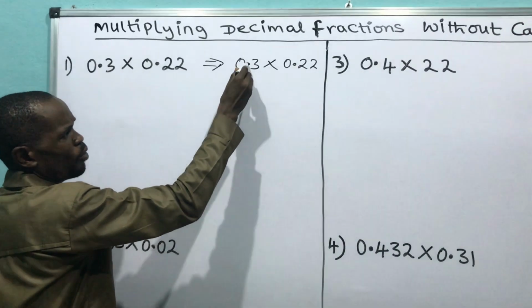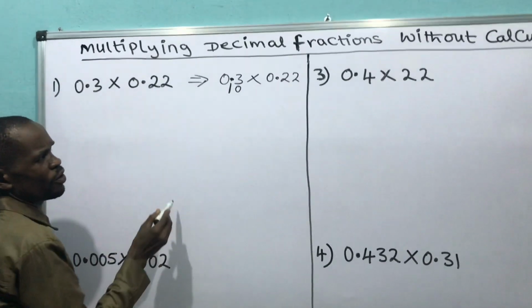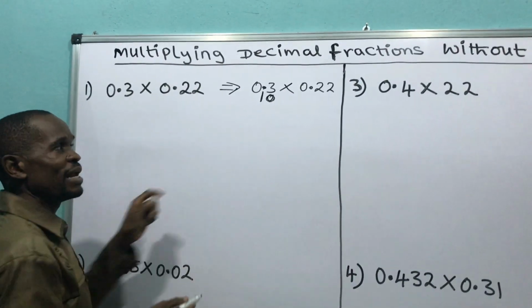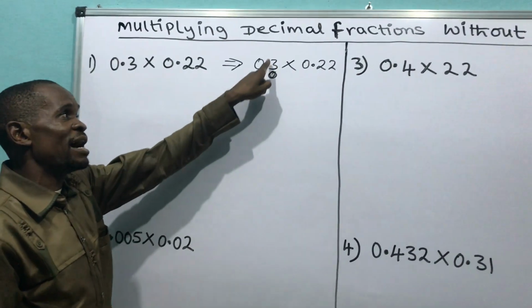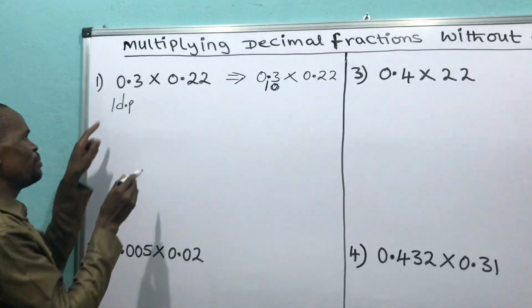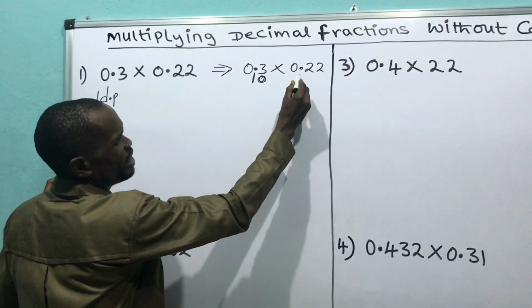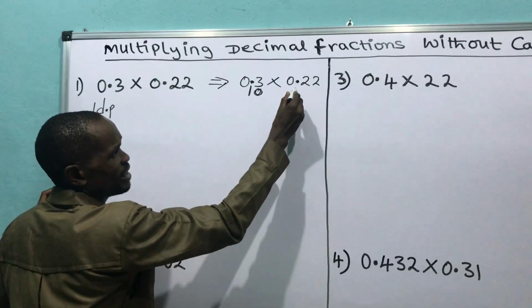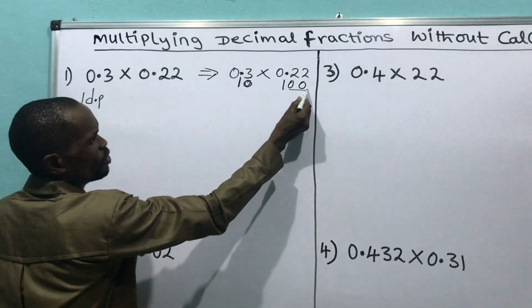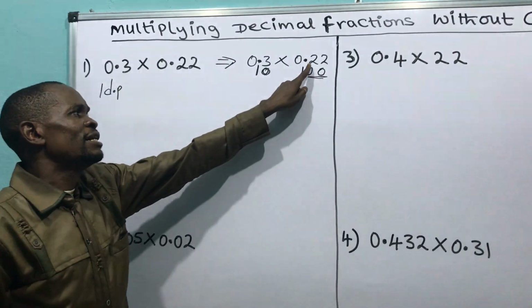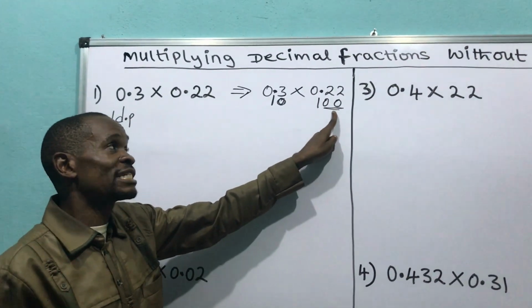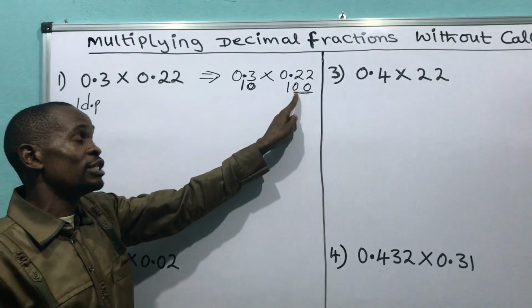This point is 1, and this 3 is 0. That means that this 0.3 has 1 decimal place. This 0 tells me that this is 1 decimal place. I will write 1 dp. What does dp mean? Decimal place. Then coming to 0.22, the decimal point is 1, this becomes 0, and this becomes 0. This 20 tells me that 0.22 is 2 decimal places.